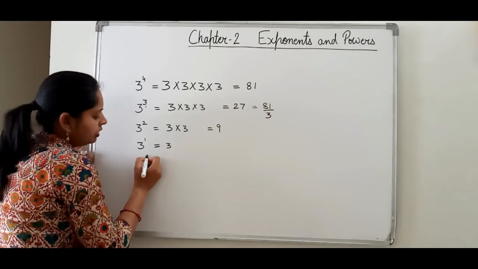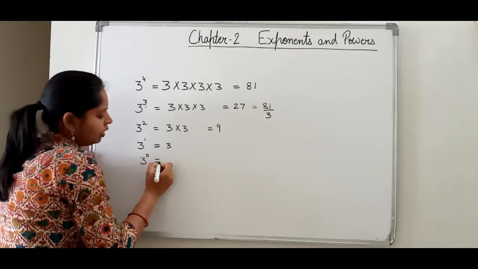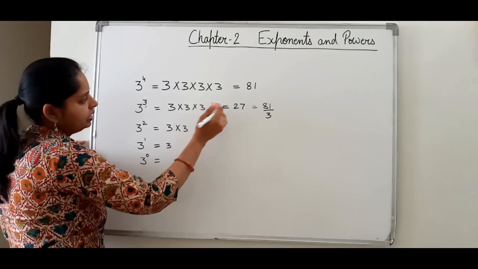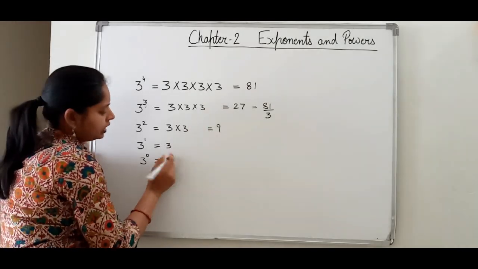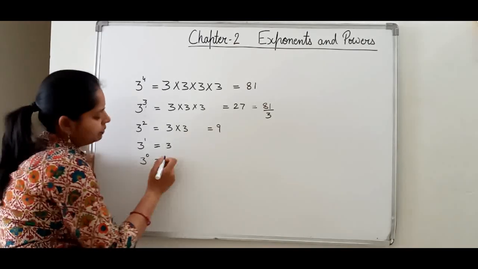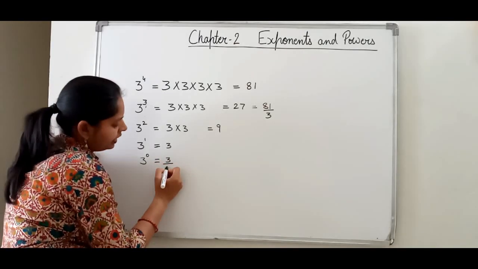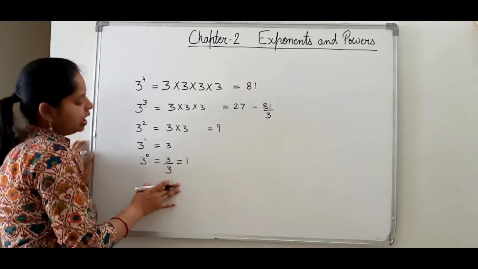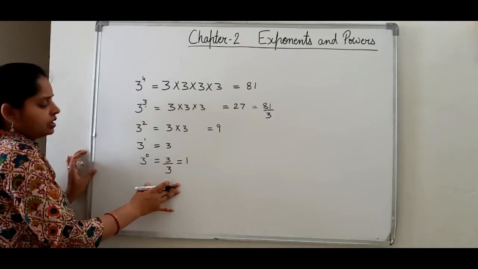So 3 to the power 0 is equal to what? If you see, every time what we are doing, we are dividing by 3. So again, if 3 to the power 1 is equal to 3, then 3 to the power 0 will be equal to how much? 3 divided by 3. That will be equal to 1. Up to now you have studied in the previous class also.